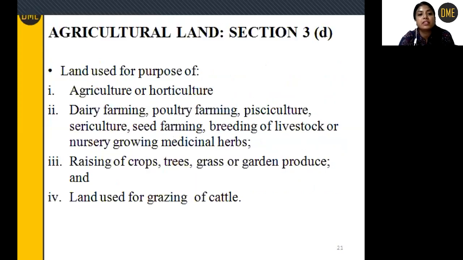Now coming towards the next definition, which is agricultural land, section 3D. Land used for purposes of agriculture or horticulture will be agricultural land, as well as land used for dairy farming and poultry. These are ancillary to agriculture: dairy farming, poultry farming, pisciculture, sericulture, seed farming, breeding of livestock, or nursery growing medicinal herbs. All this will be ancillary to agriculture or horticulture. Raising of crops, trees, grass, or garden produce, and land used for grazing the cattle will also be covered under the definition of agricultural land.